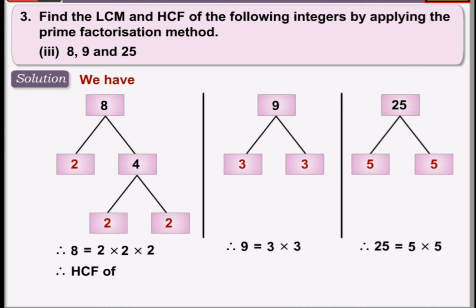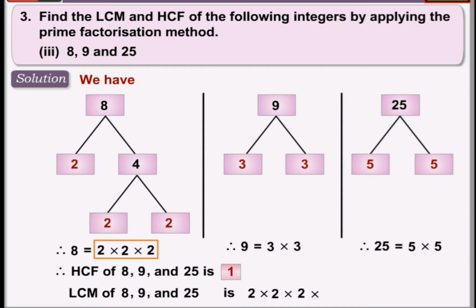Therefore, HCF of 8, 9 and 25 is 1. LCM of 8, 9 and 25 is 2 into 2 into 2 into 3 into 3 into 5 into 5 or 1800.